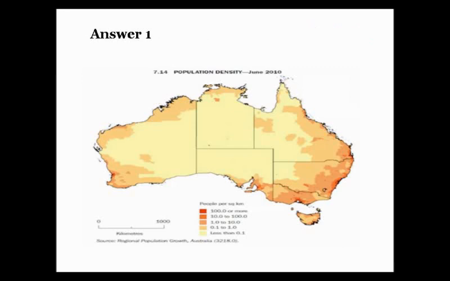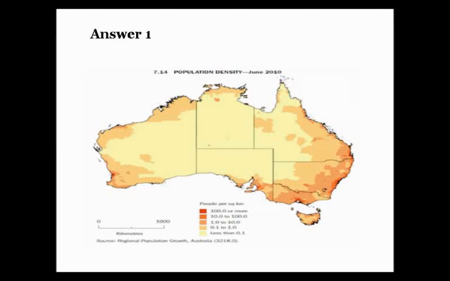This map vividly shows information about the population density in June 2010 in Australia. To begin with, we can see that there are several sections in this map, that is over 100 people per square meters, 10 to 100, 1 to 10, 0.1 to 1, and less than 1.